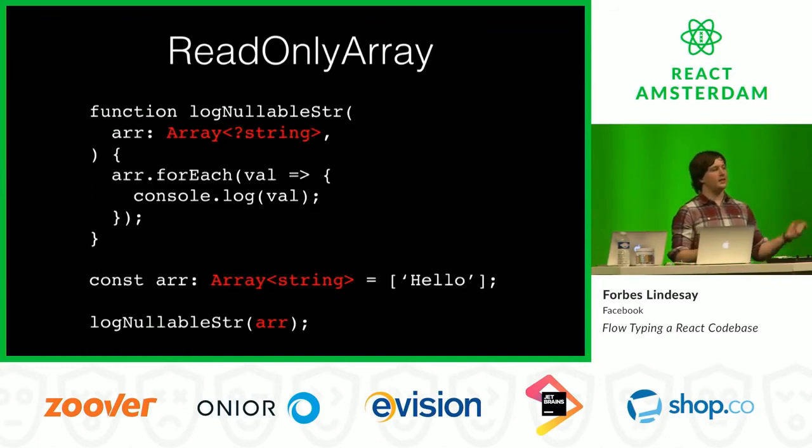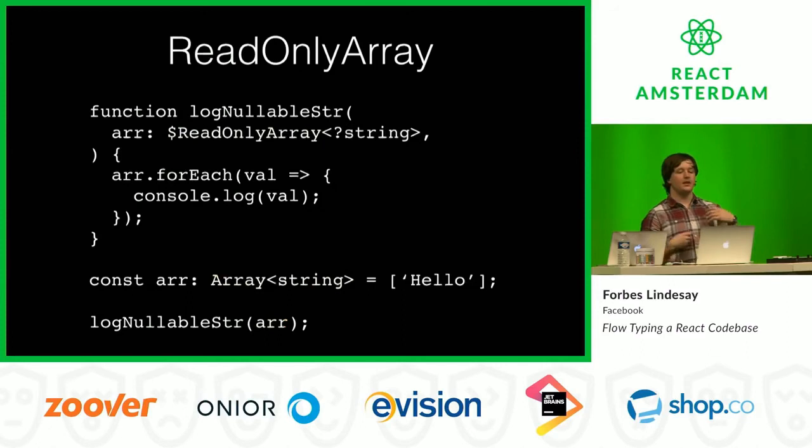The solution to that is to tell Flow that the array is read-only. We just use a type of read-only array instead of array, and Flow is completely happy now. Now Flow says it's fine to pass an array of strings into a function expecting a read-only array of nullable strings, because all of those values in the array are going to be nullable strings. They just all happen to not be null.